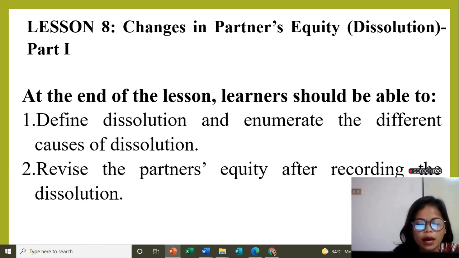So, at the end of this lesson, we should be able to define the solution and enumerate the different causes of the solution. Ayan, revise the partner's equity after recording the dissolution. Okay? So, that will be our objectives for this lesson 8.